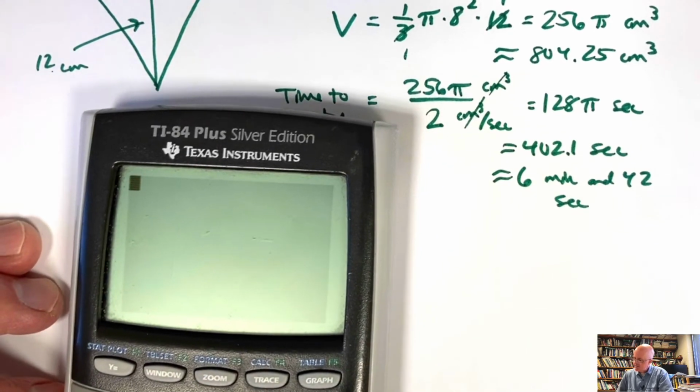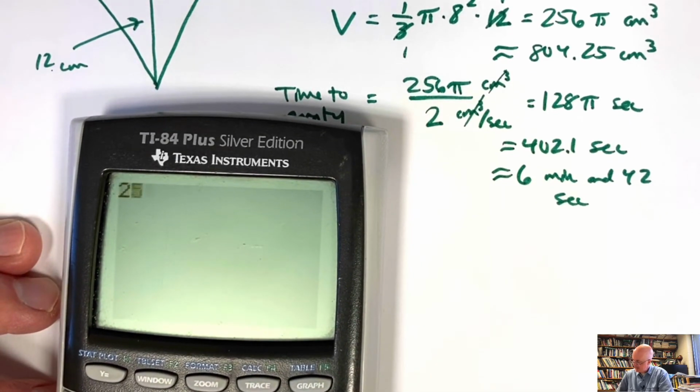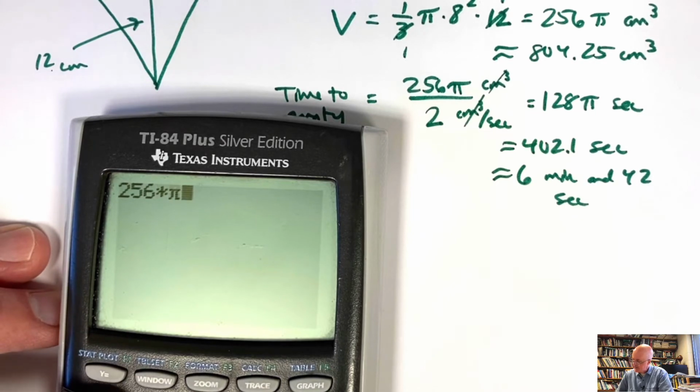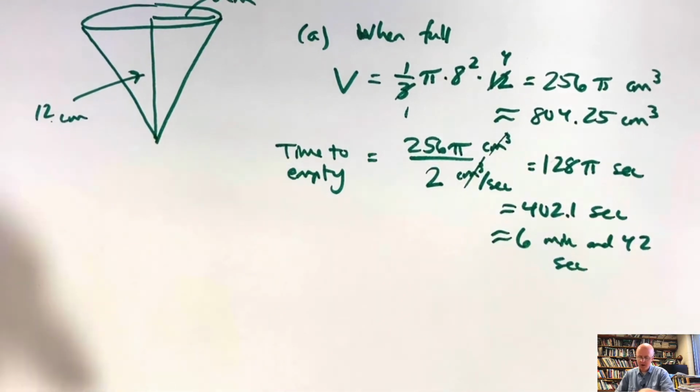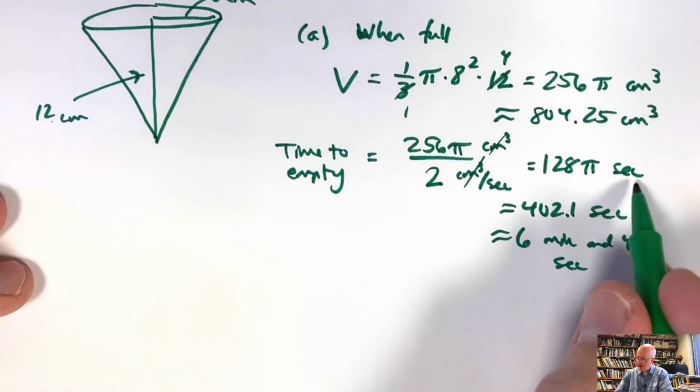Let's leave the 256 pi in my calculator. I think I might need it later. Maybe. Part B, this is the answer to part A.